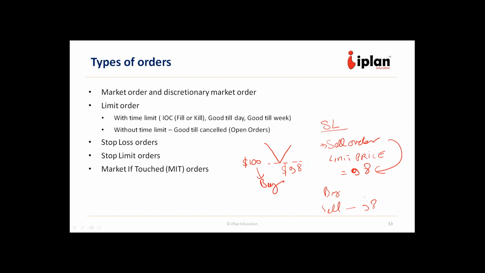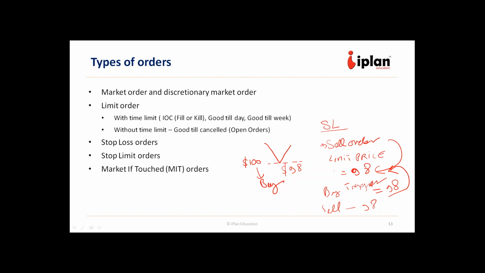Now you want to sell only if the price comes down to 98. In that situation, I'll put a trigger price. A trigger price, you can put at 98 or you can put at 99. So you put the trigger price at 98 itself. So if the price touches 98, then place my order of selling the shares at 98.